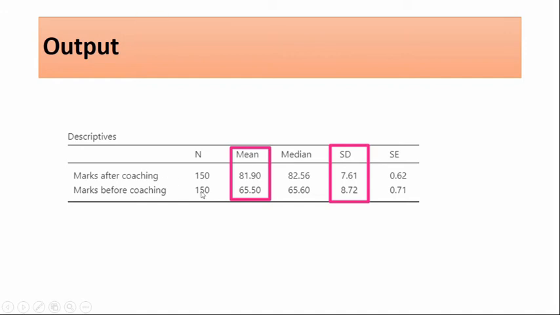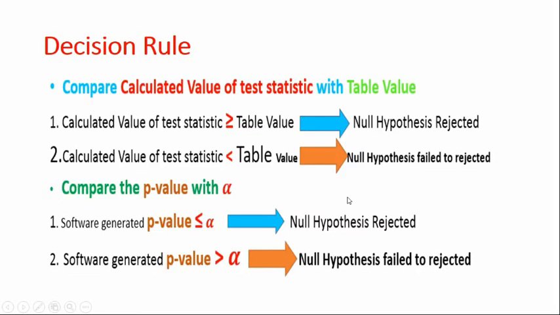This is the output descriptive. Mean after coaching is 81.90. Marks after coaching, marks before coaching. Mean before coaching is 65.50. These are the standard deviations, 7.61 and 8.72.